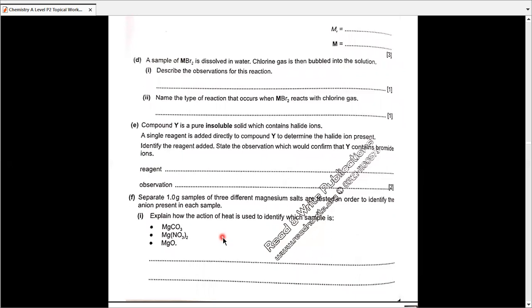So we'll say the greenish yellow color disappears, and reddish brown color of the solution forms for the first part. That's right. And for the second part, it's a displacement reaction. Correct again. Part E.